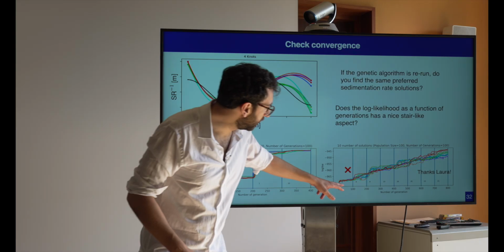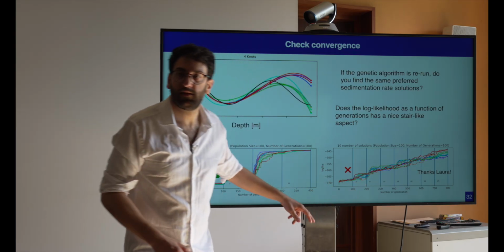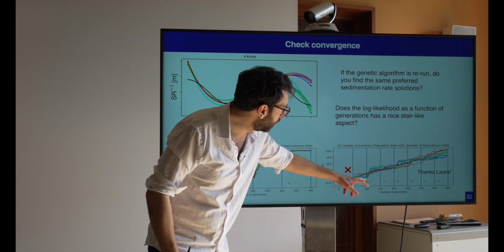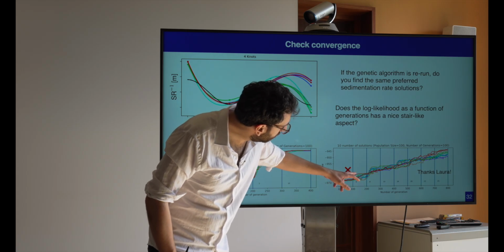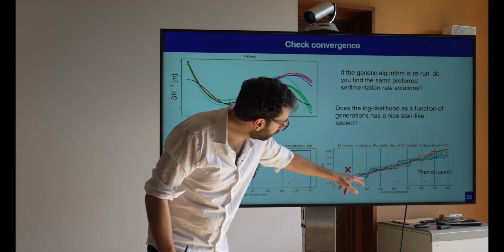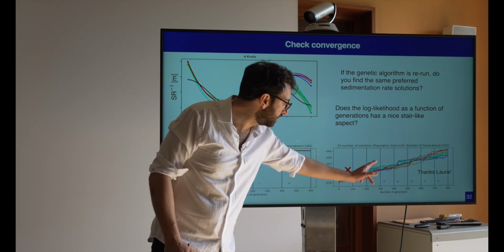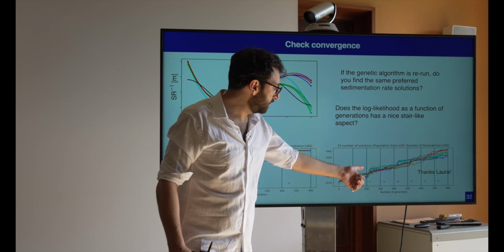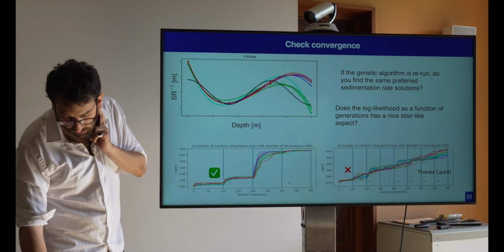You don't want something that looks like this. So thanks, Laura, for sending me the plot. Here you see that at the end of the number of generations for a given number of nodes, you're still trying to improve the solution. This means that the solution has not converged.